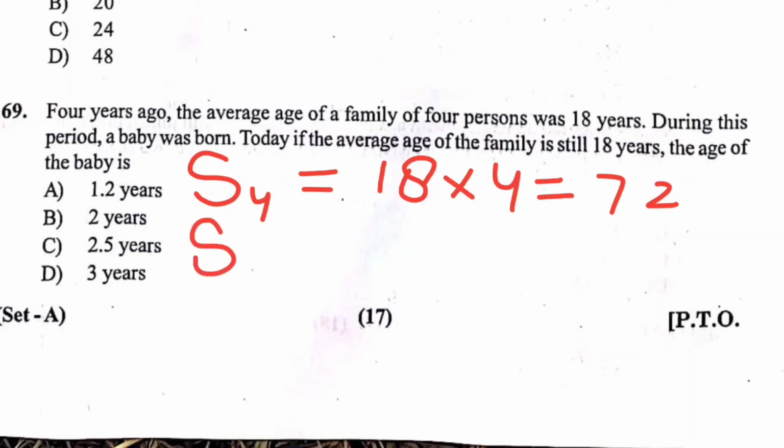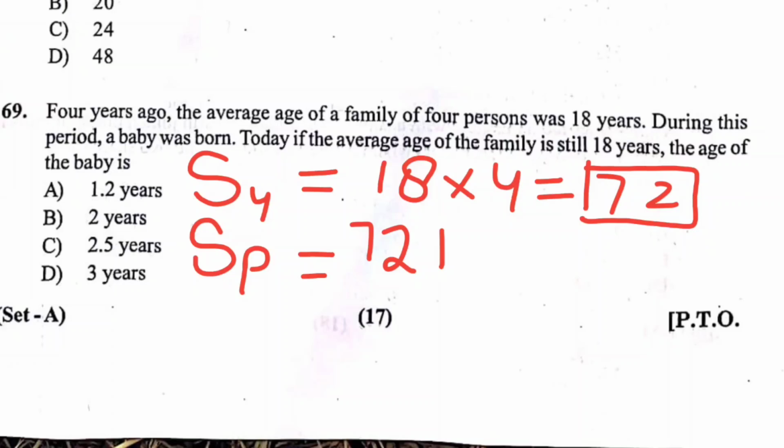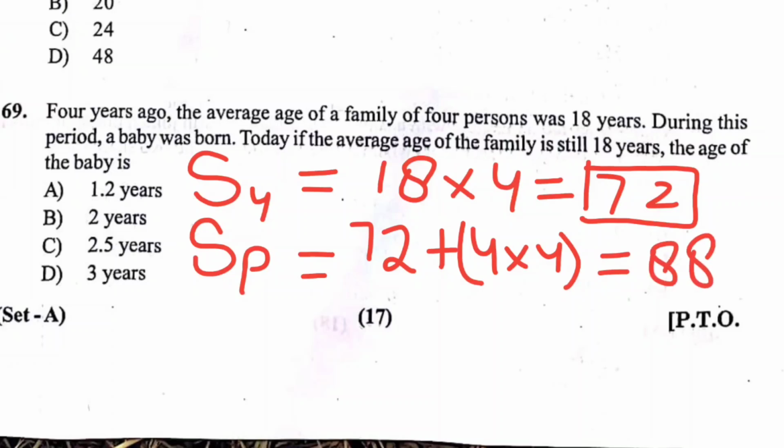Next, what will we do? We will calculate the present age of the 4 members. Presently, that will be equal to the sum of the ages 4 years ago, which is 72, plus the change in the age, that will be equal to 4 times 4. Okay, 4 4s are 16 plus 72, it comes out to be 88. So the sum of the ages of the family members presently will be equal to 88.